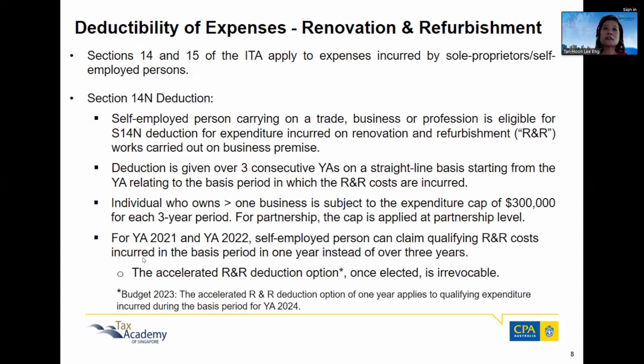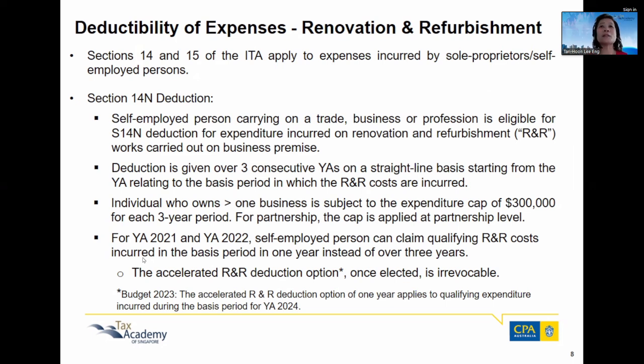So when you talk about expenses, you'll be looking at Section 14 and Section 15. Basically, Section 14 will allow you, what are the expenses? It must be incurred wholly and exclusively in the production of income, whereas Section 15 states what are the prohibitions, that means cannot claim. So you have to look at these two sections together. So R&R cost is in Section 14 and deduction, so we can allow.